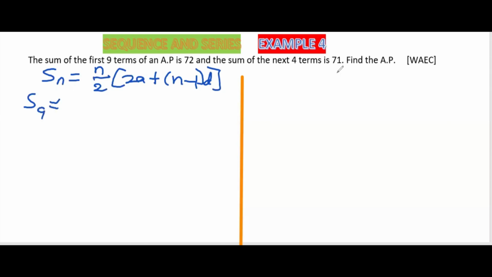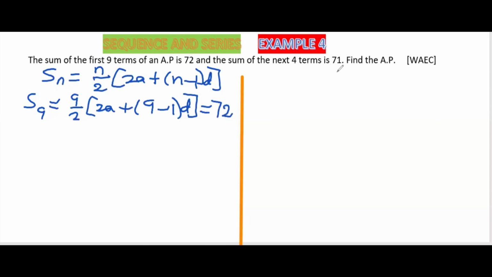equals to, we are given that to be 72. That is 9 over 2 into 2a plus, our n is 9, so 9 minus 1 d. But the value is 72.